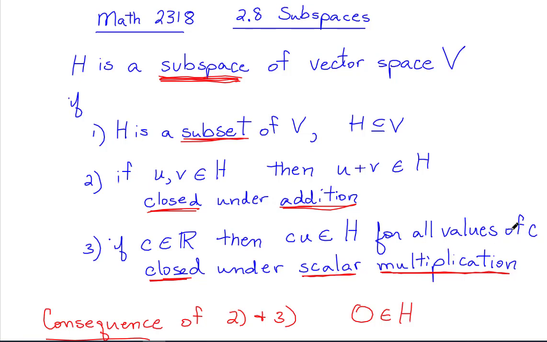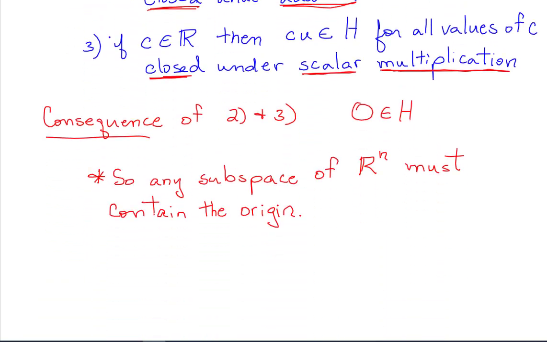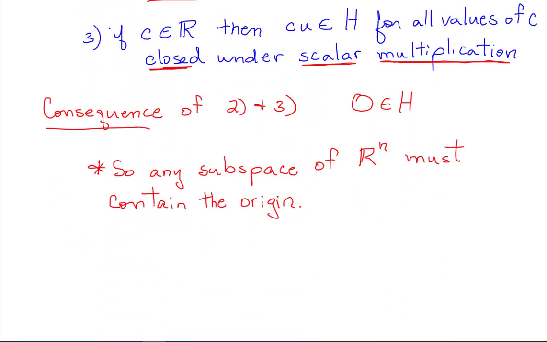So to be a subspace, all of those things must be true. As a consequence of that, to be a subspace, 0 must be an element of the subspace. So, if I look at any subspace of Rn, it must contain the origin. If you have some set and the origin is not in there, then it cannot be a subspace.